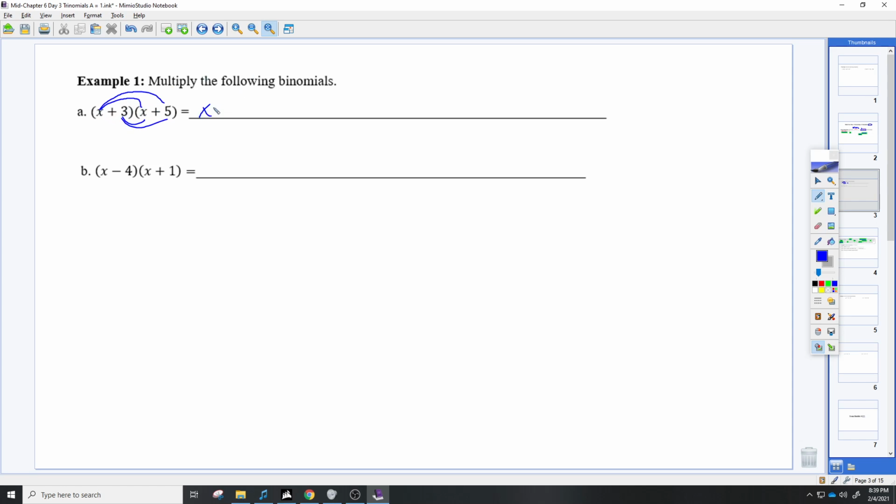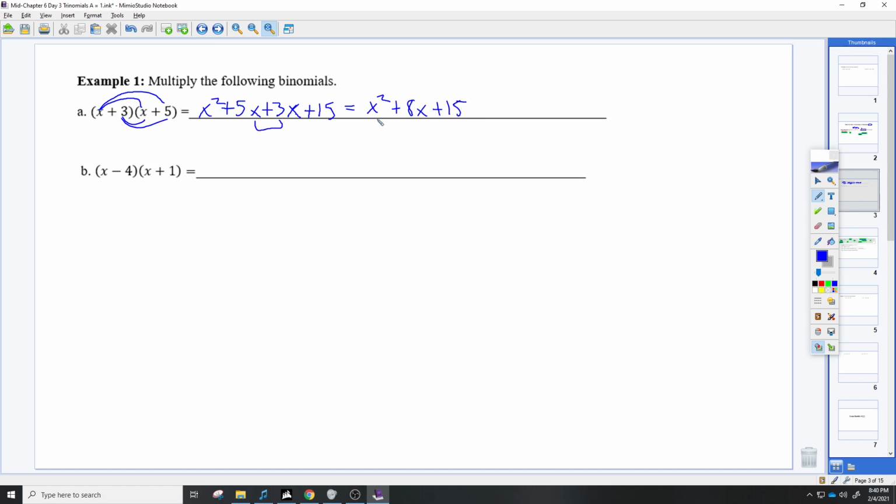We get x and x, which is x squared. Then we do the next one. X and 5 is 5x. And then we have 3 and x. That's a plus 3x. And then 3 times 5, that's 15. So then we look at these and we say, oh yeah, we can put these 2 together in the middle. So we end up getting x squared plus 5 and 3 is 8x plus 15.